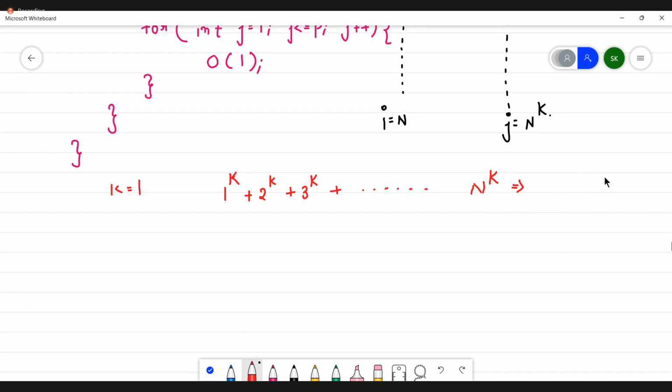If you will assume k equals 1, then can anyone tell me the answer for that? n into n plus 1 by 2. Correct. Everyone, I hope you are getting that. Do the same thing for k equals 2, k equals 3, and k equals 4. For this, you will almost get it as order of n into n plus 1 divided by 2.